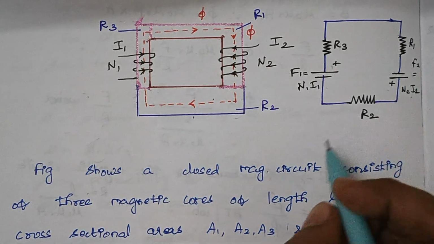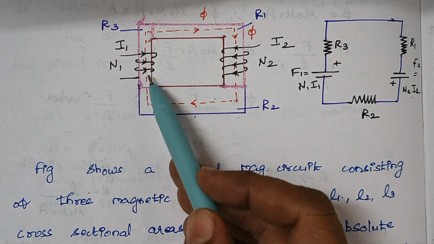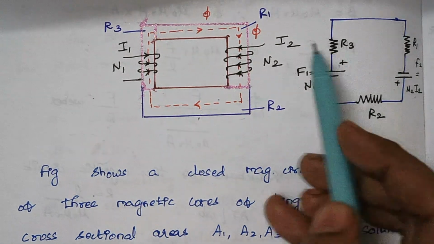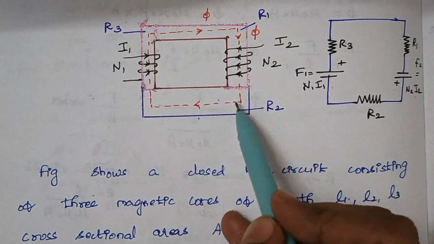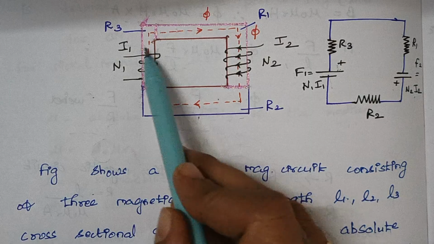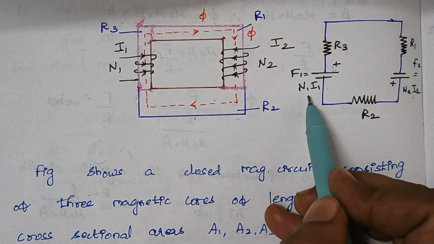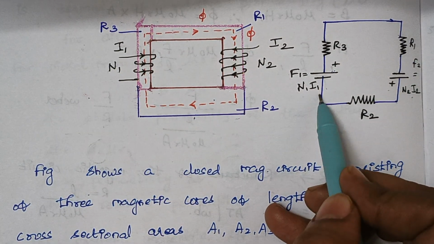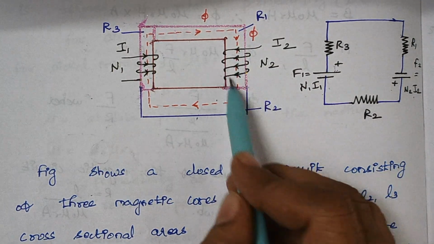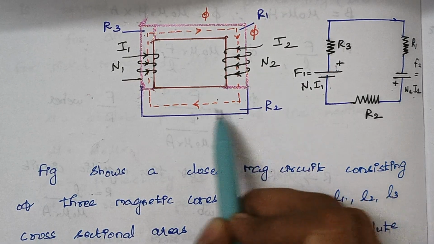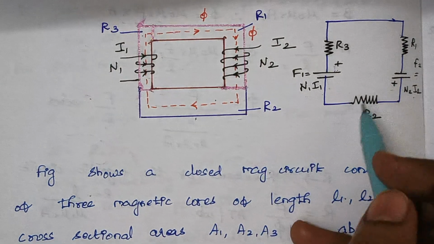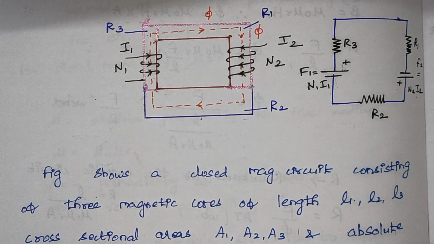Depending upon the direction of the current that flows through the coil, we assign the symbols plus and minus. Again, here we have three cores, therefore three reluctances are present. Here this is your F1, which is the product N1 I1. Here R3 and R1, and here I have F2, that is N2 into I2, and here it is R2. So R3, R1 and R2 are represented as resistors in this equivalent circuit.